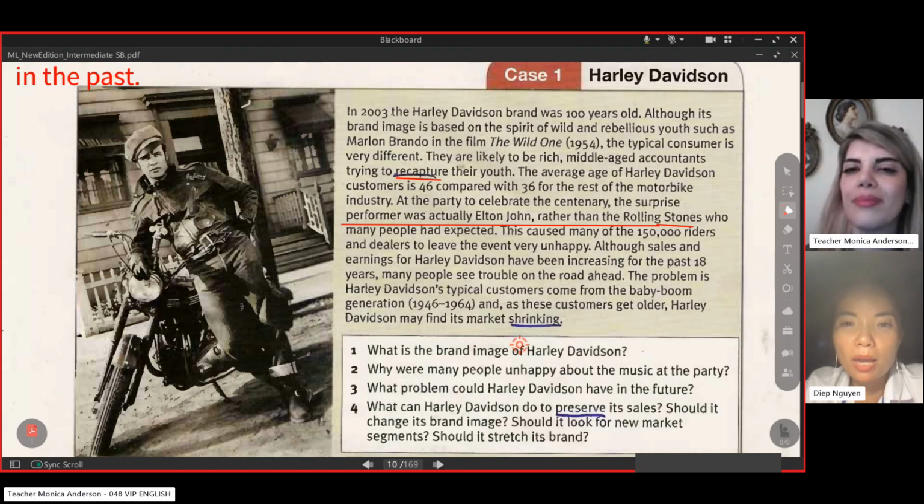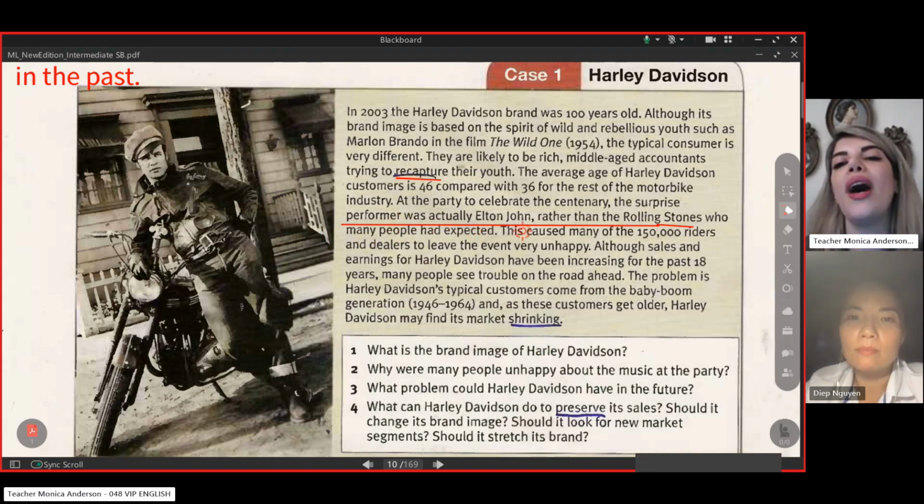they didn't meet the singer they wanted, they expected. Yeah, of course. Actually, people expected the Rolling Stones, but the performer was Elton John. So people were not happy. Very good. Number three: what problem could Harley-Davidson have in the future?